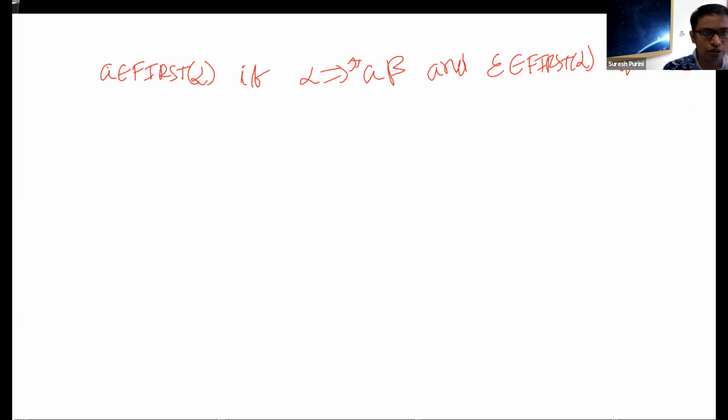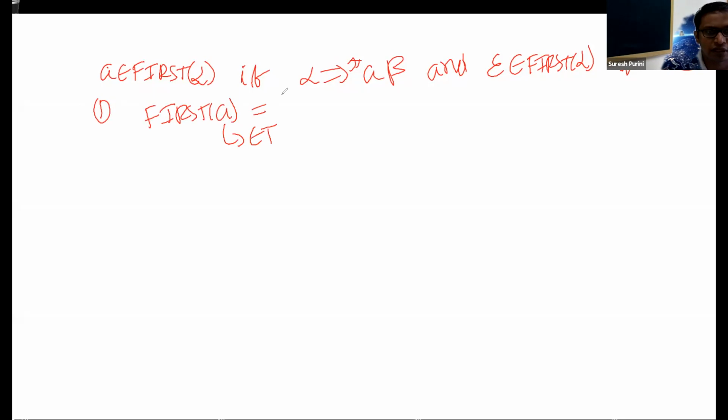Right? So towards this, let's consider some simple base cases. So what is first of A, where A is a terminal symbol? Then it is simply A. The second base case is this. First of epsilon is epsilon.